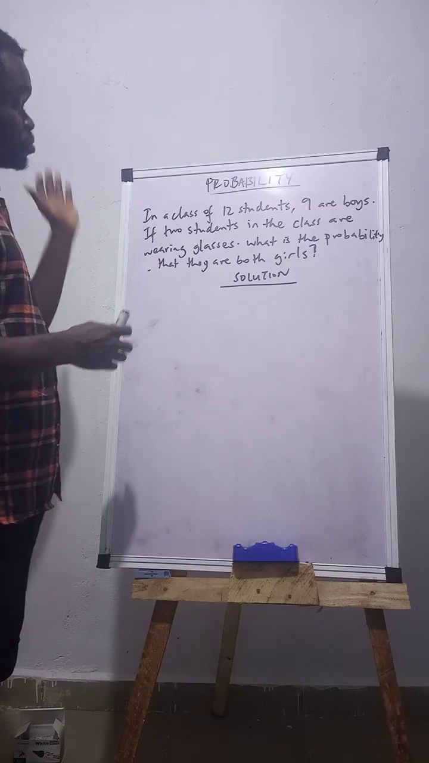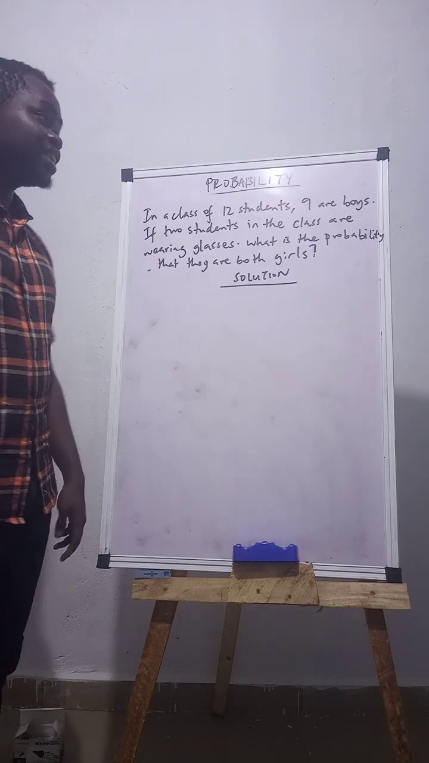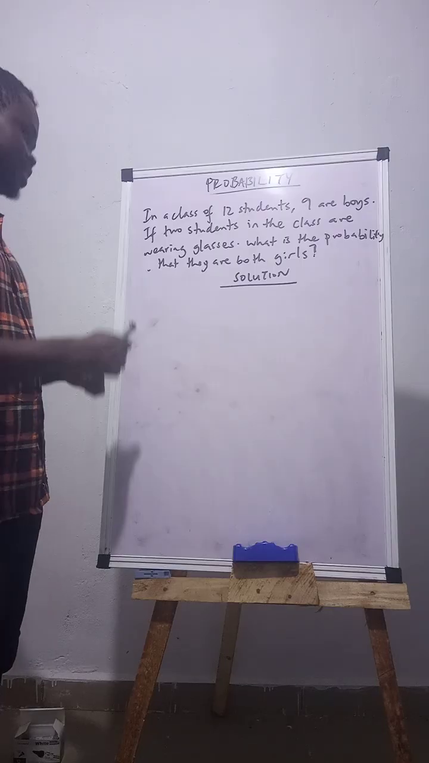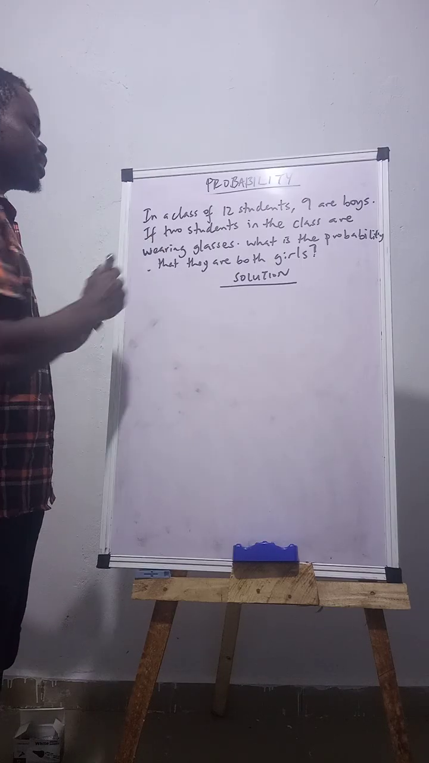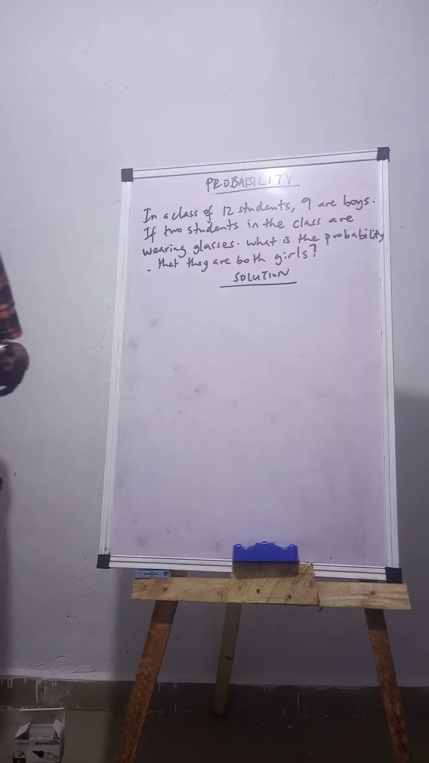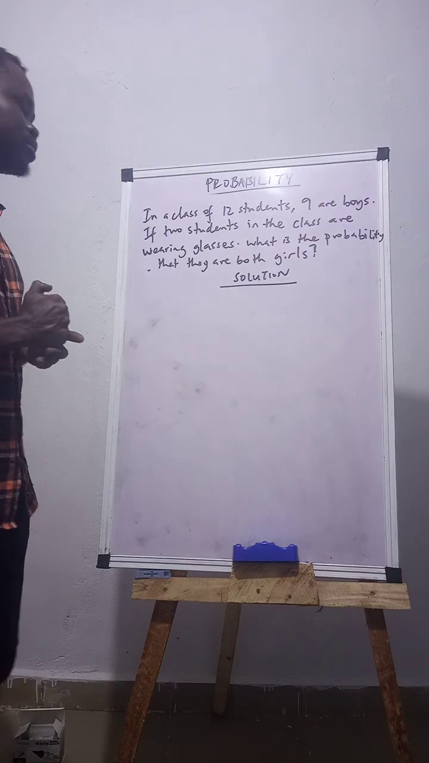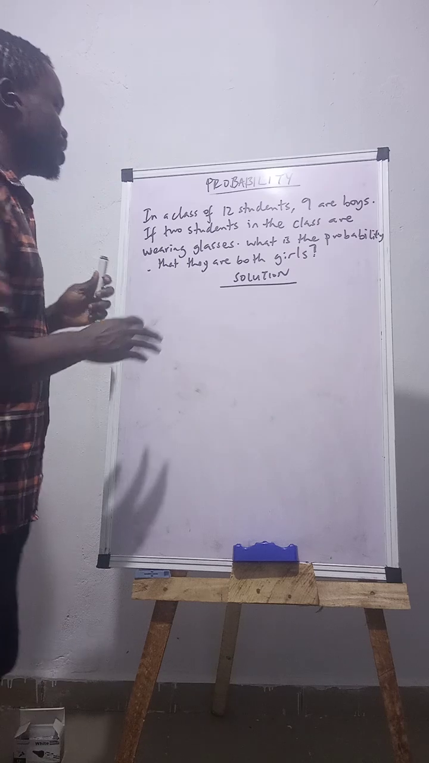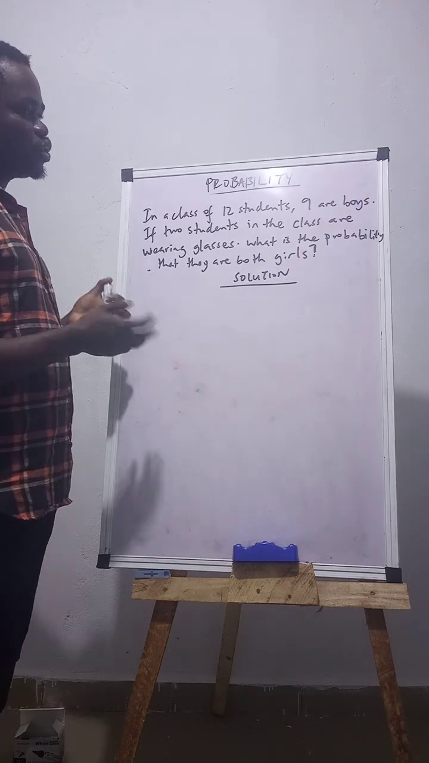So now, in a class of 12 students, 9 are boys. If 2 students in the class are wearing glasses, what is the probability that they are both girls? Okay, now this is an interesting question. It's not complex. Don't always be afraid of questions. There's nothing even intriguing here.